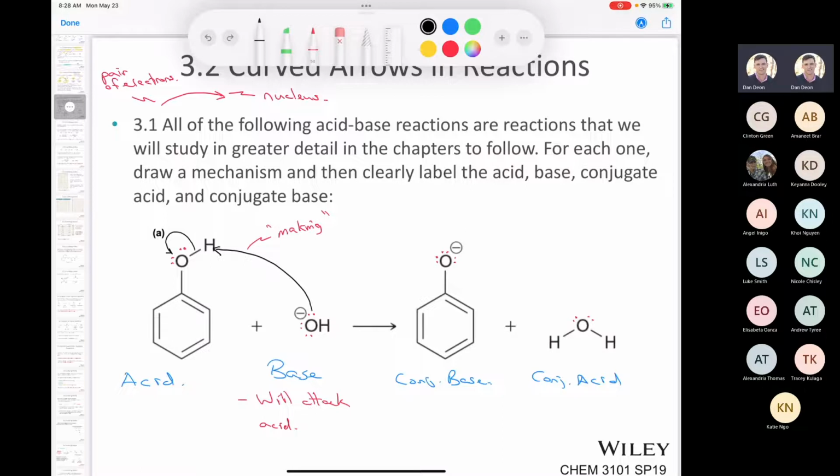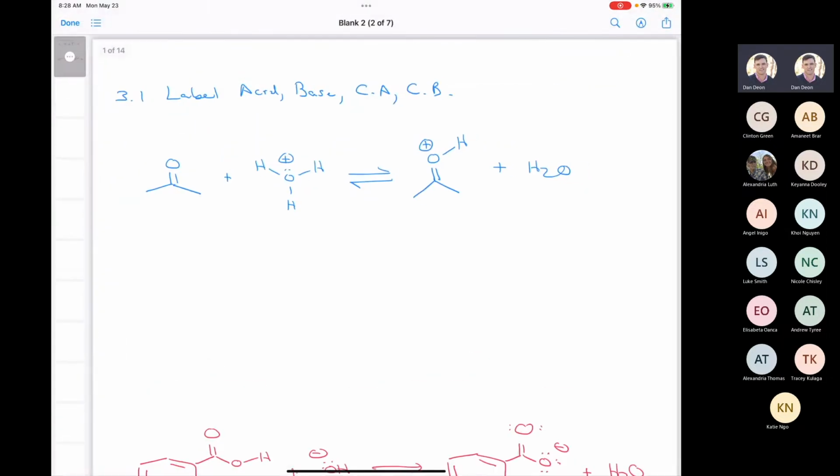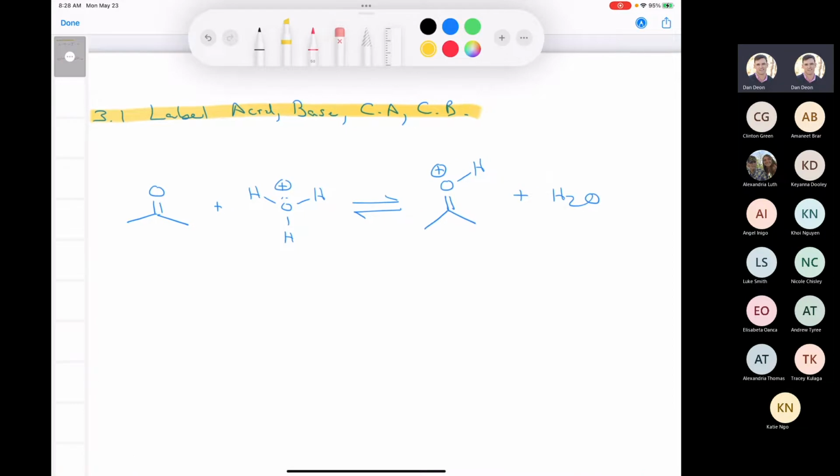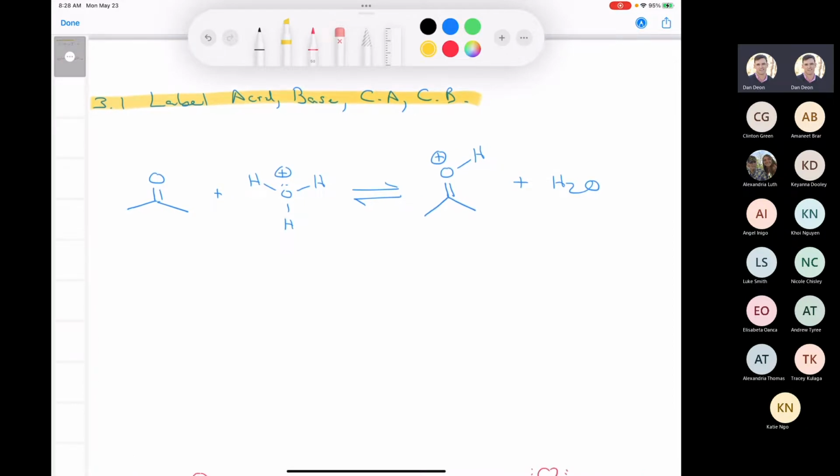All right, now I know we're still pretty early in the lecture here, but I want to take a look at another question. This is something I drummed up for class. It says here, label the acid, base, conjugate acid, and conjugate base. So let's start with this reaction here. I have a ketone plus the hydronium ion. Then I end up with this thing here, which is an oxygen with a positive charge. We call that an oxonium ion, and water. So I could call these A, B, C, and D.